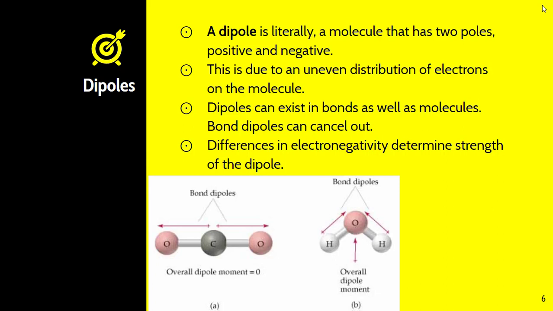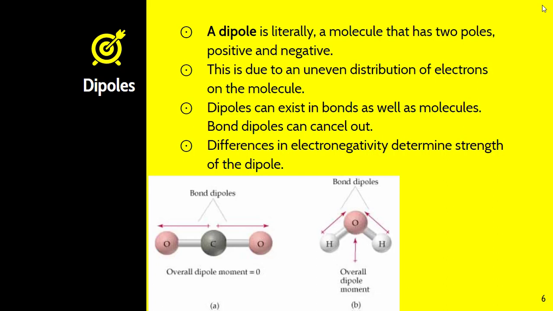So if we look at CO2 down at the bottom, we do have polar bonds. There's a difference in electronegativity. Therefore, the bond is considered polar. The dipole arrow points towards the highest electronegativity. So for example, in CO2, the dipole arrow points to the left in the left bond and to the right in the right bond. But because those two dipoles are exact opposites of each other, they end up canceling each other out, which results in the overall dipole moment being zero. CO2 is a nonpolar molecule.